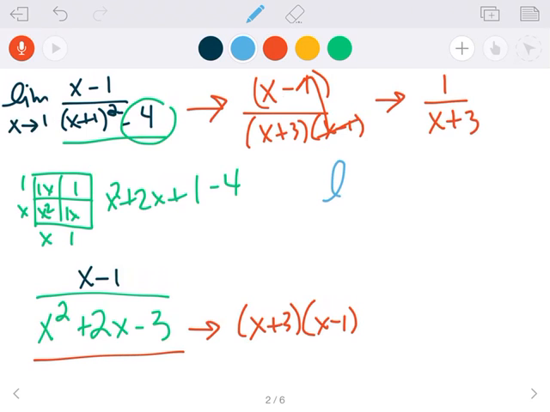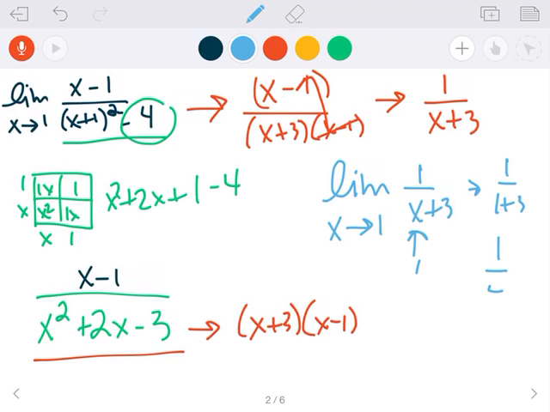Going back to the original question, which was the limit as x approaches 1 of our simplified form of the function, we're going to plug 1 in for x. So we have 1 over 1 plus 3, which is 1 over 4. That's where we get 1/4 from.